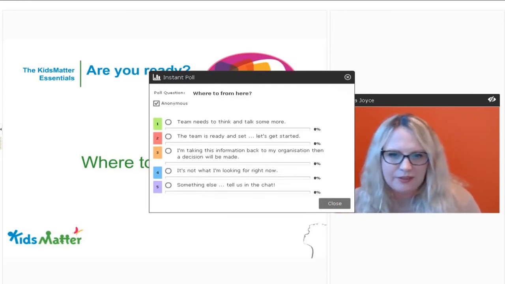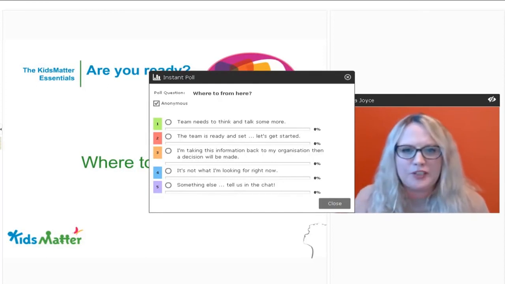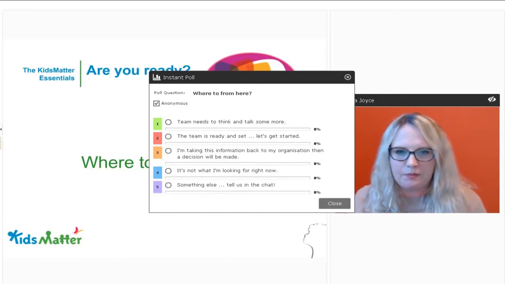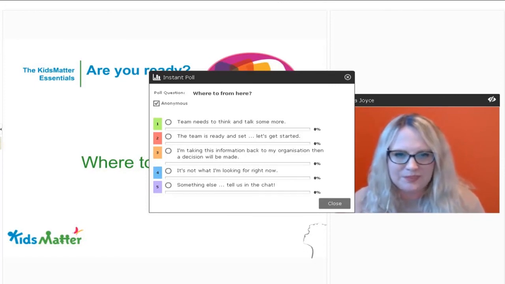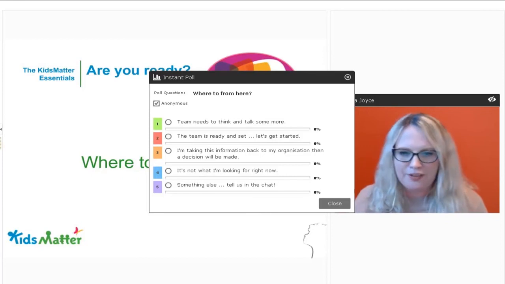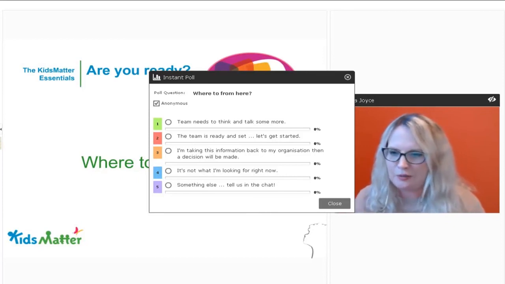So where to from here? I guess it's about considering what your team would like to do. So we'll just give some time. It looks like lots of people are taking this back to their organisation, and they'll make a decision from that. And the others, it's pretty well even. And there's something else in the chat as well. So I'm just going to have a quick look.